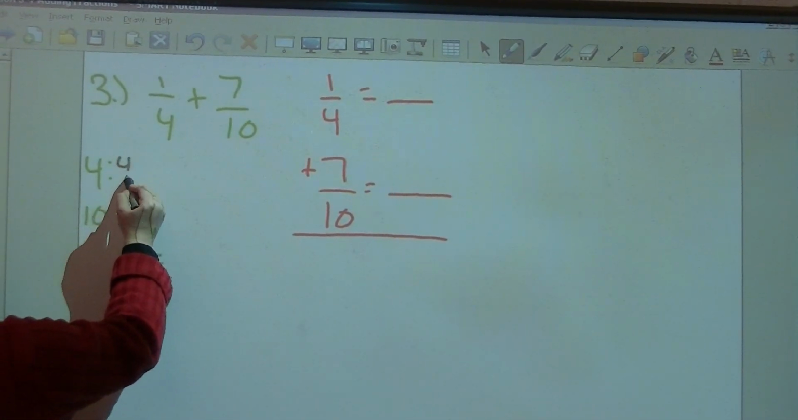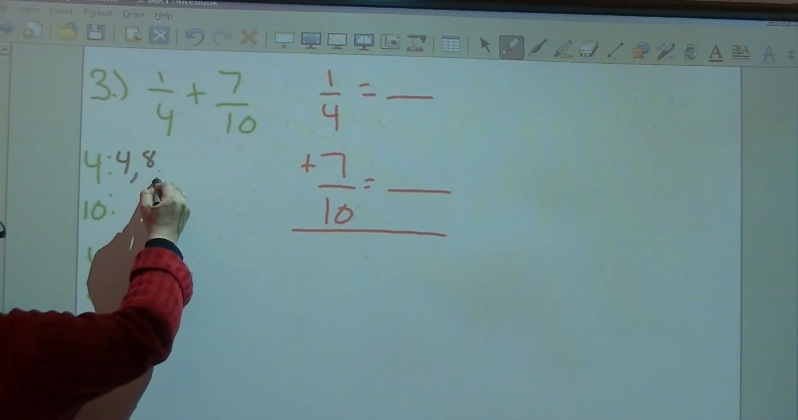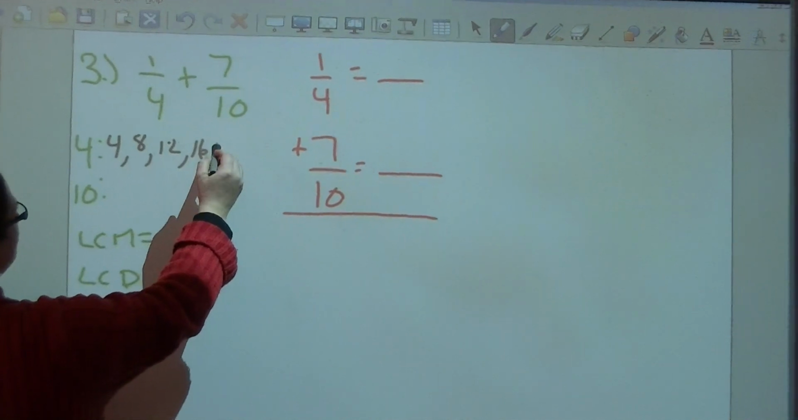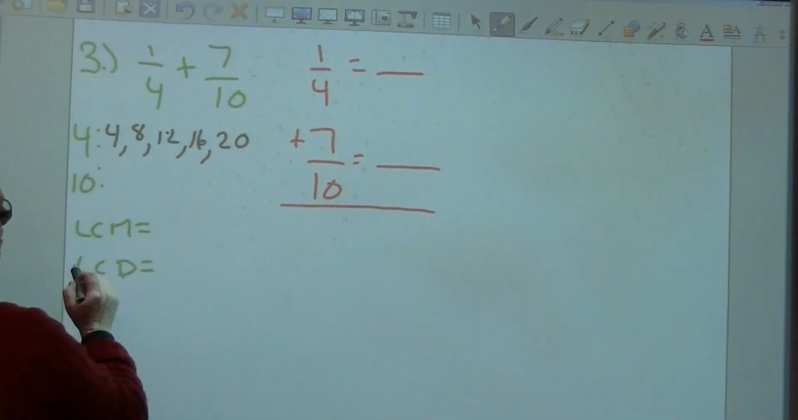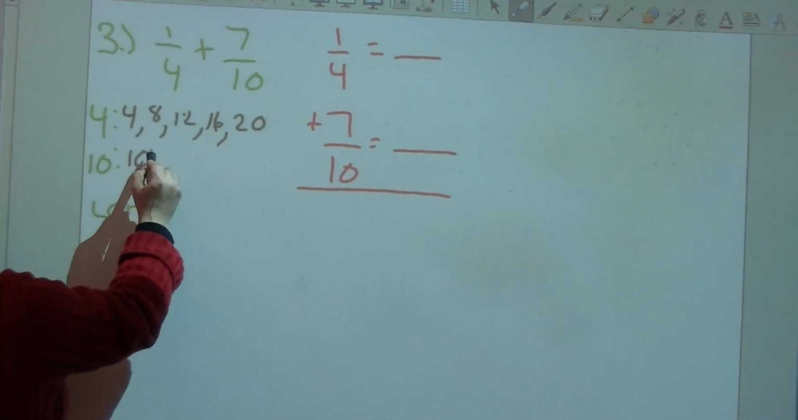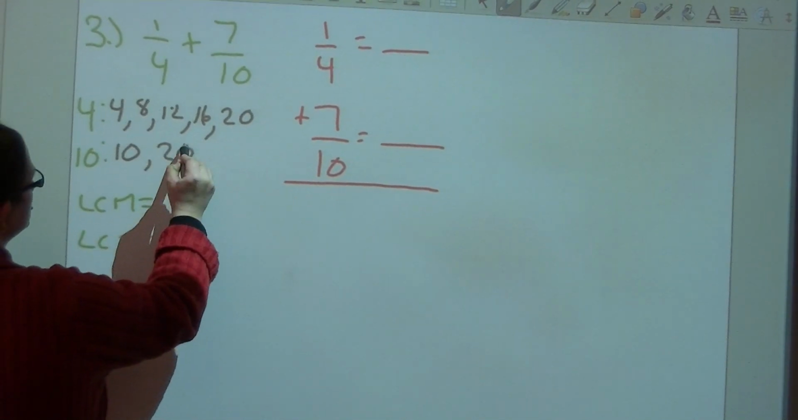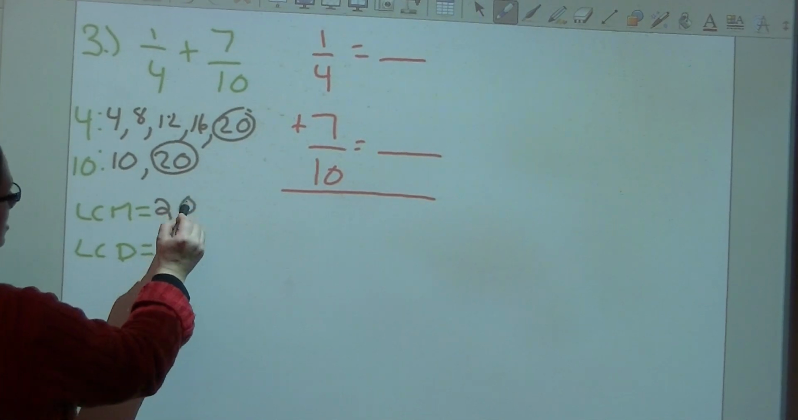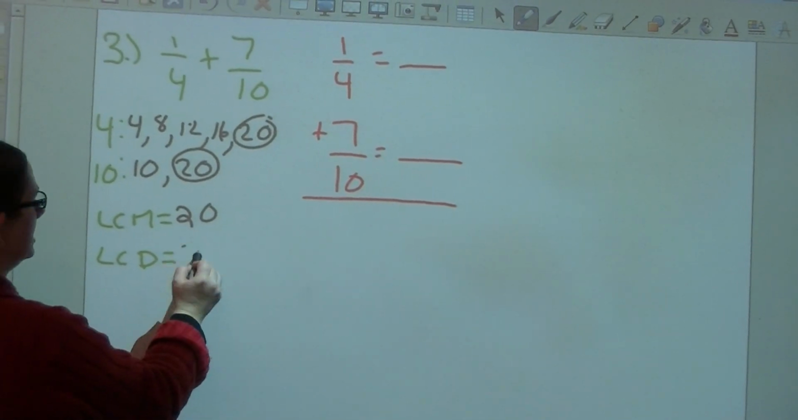4 times 1 is 4. 4 times 2 is 8. 4 times 3 is 12. 4 times 4 is 16. 4 times 5 is 20. Multiples of 10. 10 times 1 is 10. 10 times 2 is 20. So the smallest number they share, the LCM, is 20, which then again makes our LCD the same number.